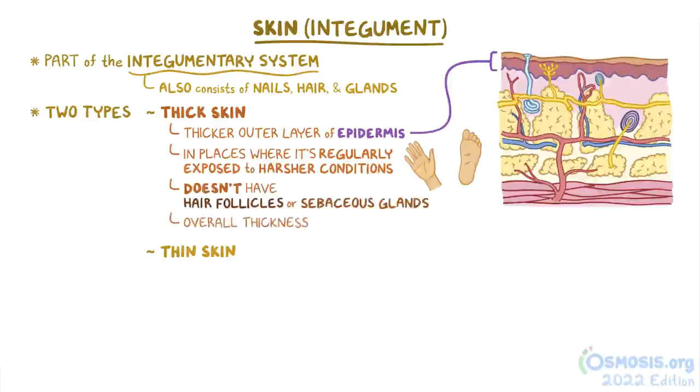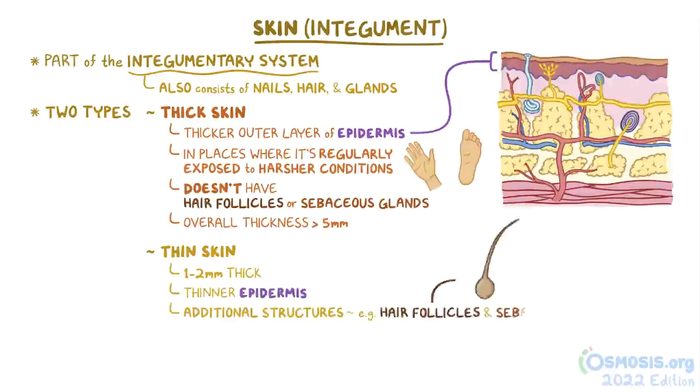The overall thickness is often more than 5 millimeters, whereas thin skin is typically only between 1 to 2 millimeters thick. Thin skin has all the same structures as thick skin, except it has a thinner epidermis and additional structures such as hair follicles and sebaceous glands.